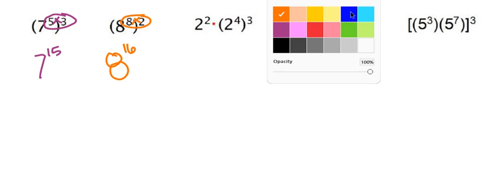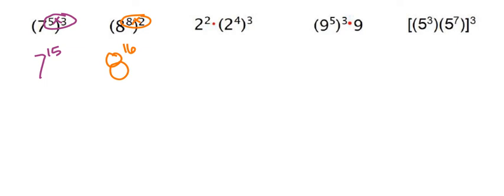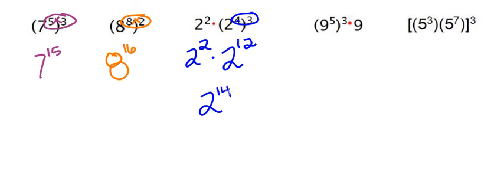So we're going to move on to the next one here. And in the next one, I have 2 squared multiplied by 2 to the 4th raised to the 3rd power. So when I have 2 to the 4th raised to the 3rd power, I want to start with my power to a power rule before doing my multiplying like bases rule. So when I take 2 to the power of 4 times 3, this is 2 to the 2nd power multiplied by 2 to the 4 times 3, which is 2 to the 12th power. So this is going to become 2 to the power of 2 plus 12, so 2 to the power of 14.